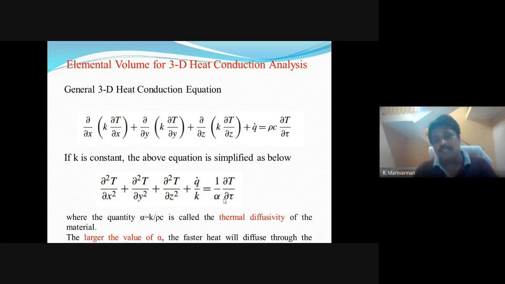What is the significance of alpha? Alpha is nothing but the thermal diffusivity, and it has the unit of meter square per second. The larger the value of alpha, the faster the heat will diffuse through the material.